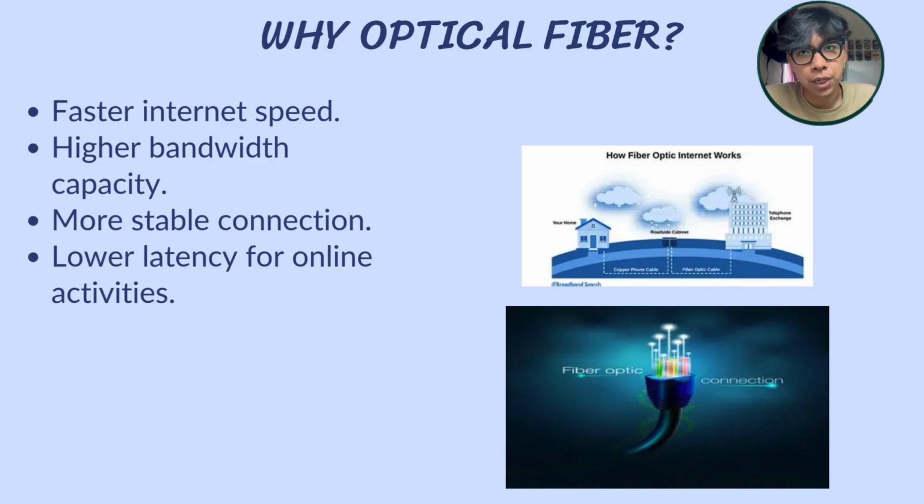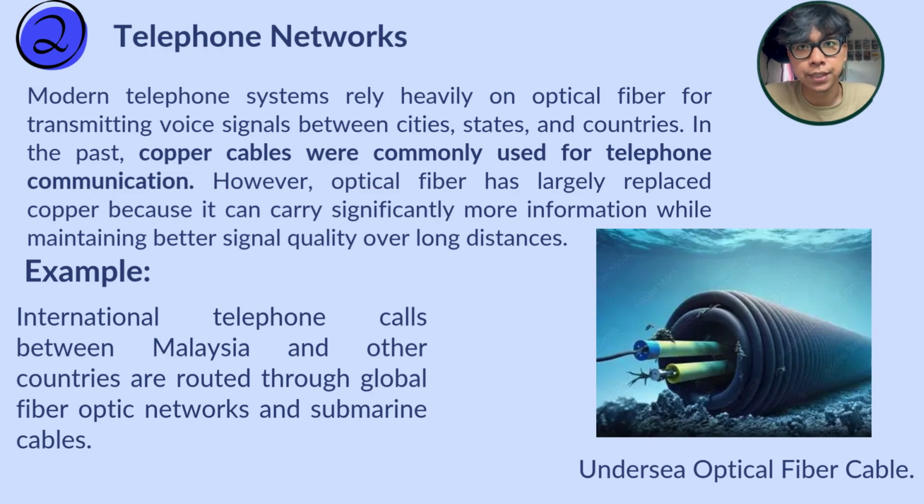So why is optical fiber preferred for internet communication? First, it provides much faster internet speeds compared to traditional copper cables. Second, it offers higher bandwidth, which means more data can be transmitted at the same time. Third, the connection is more stable and less affected by interference. And finally, optical fiber provides lower latency, which is important for activities such as online gaming, video conferencing, and cloud computing.